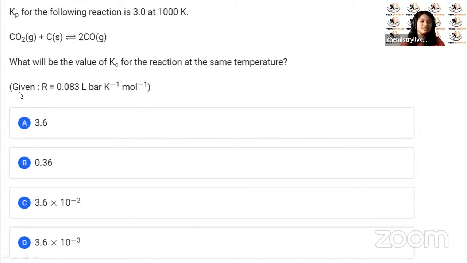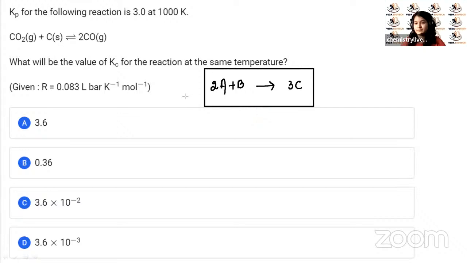Okay, children, let us see what is given here. Suppose a reaction is given to us where 2A plus B gives rise to 3C. A general reaction is given in this manner, and we are supposed to find the equilibrium constant. So what are we going to do? We are going to take the concentration of products divided by the concentration of reactants.